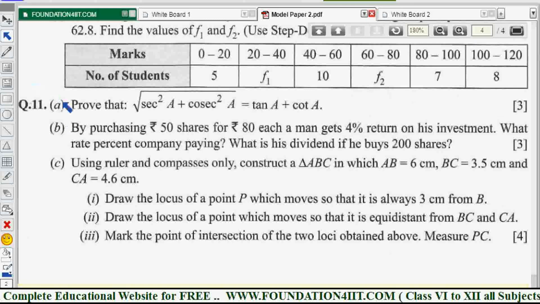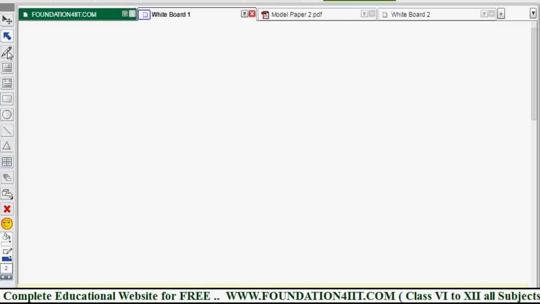So in this question number 11, the first one is from trigonometry. We'll take LHS and prove this RHS. So LHS is square root of sec square A plus cosec square A. So let us take this and we'll prove tan A plus cot A. So let me take the given data and let us prove this.